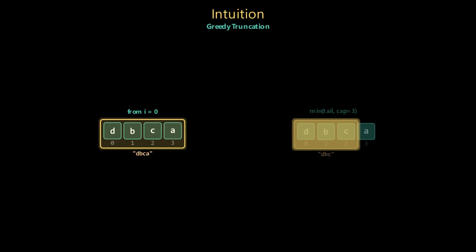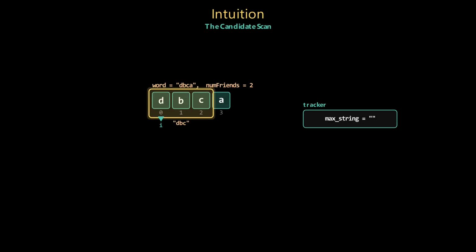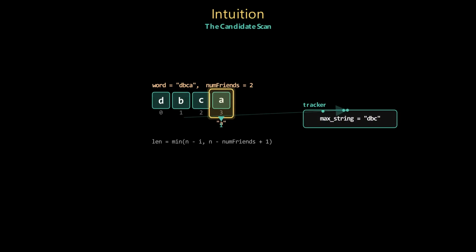Alphabetically, a longer string is always greater than or equal to its shorter prefix. So from any starting index, extend while allowed: take the min of the tail room and the cap. Finally, we linearly scan every start index. From each index i, take the longest allowed substring with length min(n minus i, n minus numFriends plus 1). Compare that candidate against the best string seen so far and keep the lexicographically largest. That single pass finds the optimal piece.